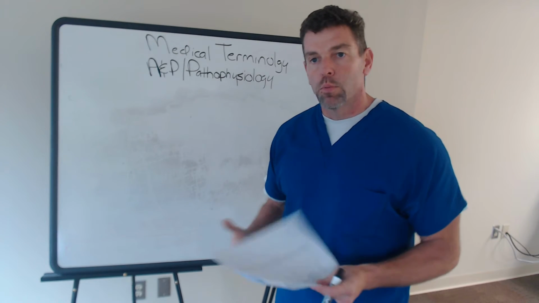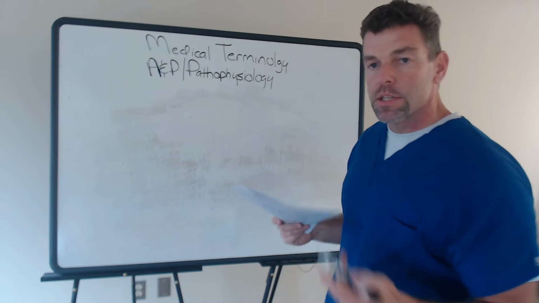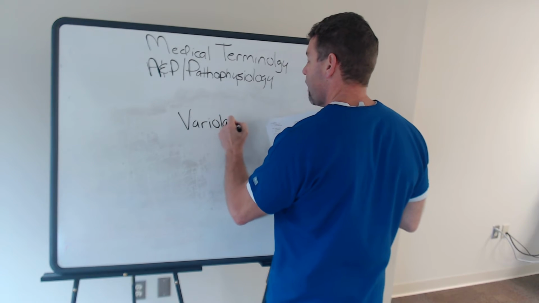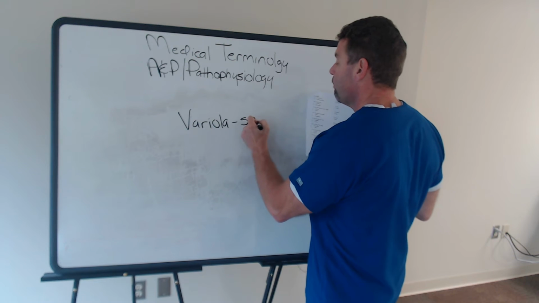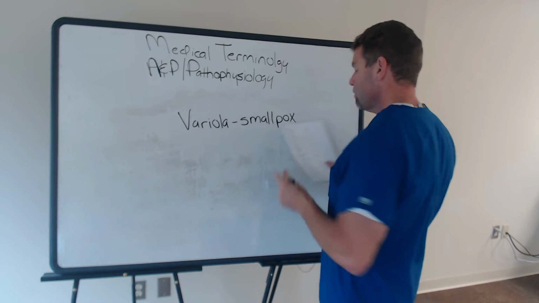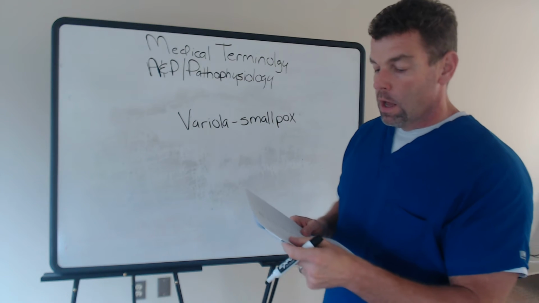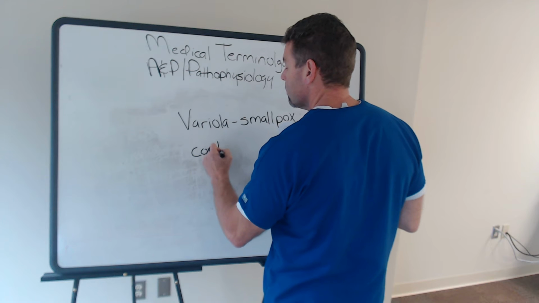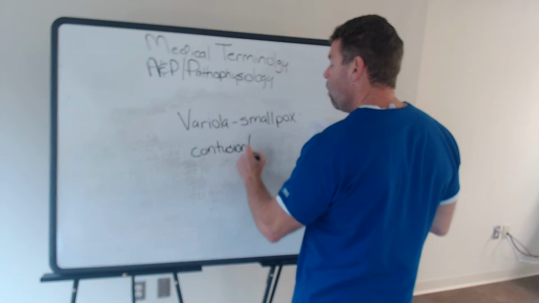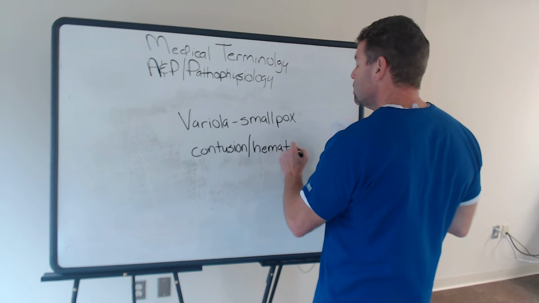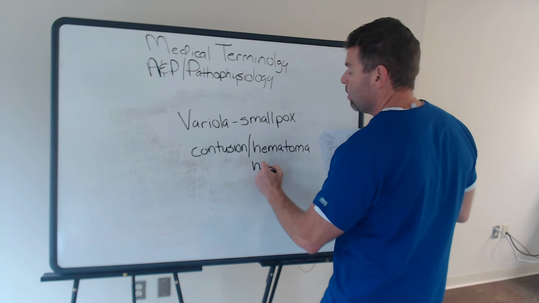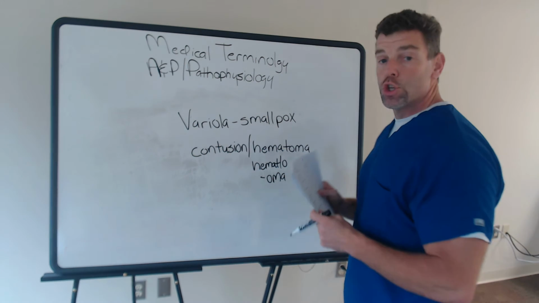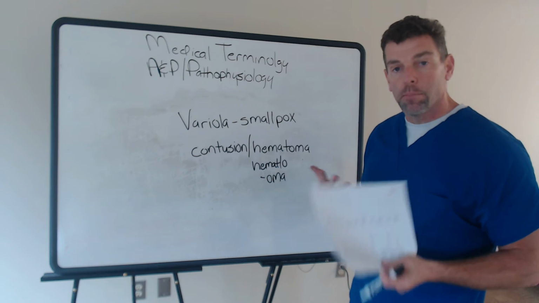Smallpox. Okay. We said we would discuss some pathophysiology in this class and some terms associated with diseases. Variola is the medical term for smallpox. Okay. A bruise. A bruise can be called a contusion, or it could be called a hematoma. Hemato means blood. The suffix oma means tumor, so a hematoma would literally be a blood tumor.